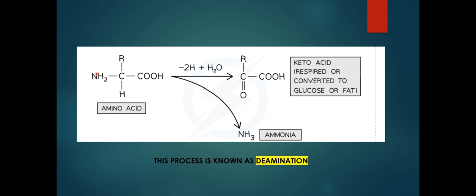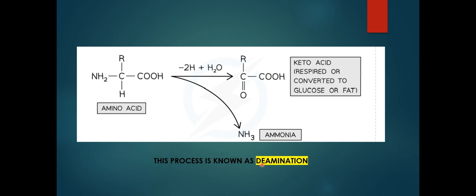Now, what happens with this amino group? When this amino group is removed, by the way, NH2 is called amino group, and NH3 is called ammonia. So remember that NH2 is called amino group. Now, when this amino group is removed, it's converted into ammonia because it combines with this hydrogen here, therefore forming ammonia.